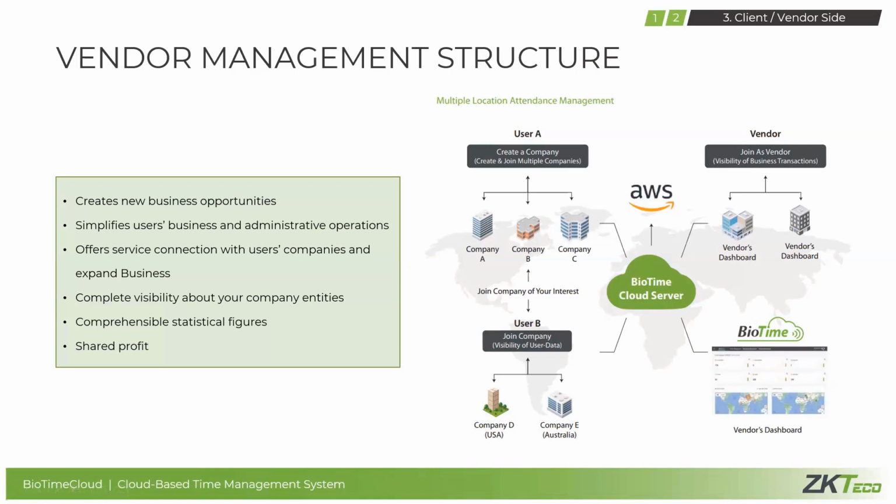Coming to the main features: what are the main features on the business side of the vendor management system? This vendor side creates new business opportunities. Different vendors can manage their businesses easily using one single platform. They can directly manage using the dashboard, like monitoring the data of the subscribed users and the trial users of the clients' devices globally, and this simplifies vendors' business and administrative operations.